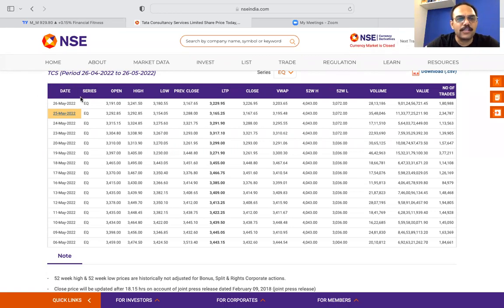Now you can see the date on the left side where my mouse is moving. 26th May, which was today, the close price was 3226.95. 25th May, it was 3167. 24th May, 3288. 23rd May, and all this. My question to you is, if you look at this data, that okay, this was the close price for each day, can you interpret what has happened to TCS in the last 1 month? How many of you can just look at the data and tell what has happened to TCS in the last 1 month? Is it easy or difficult?